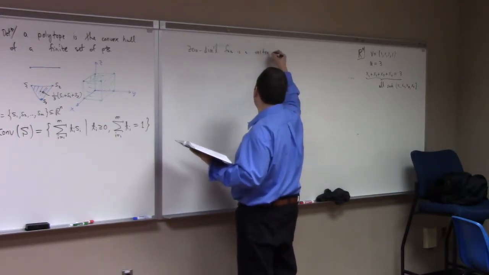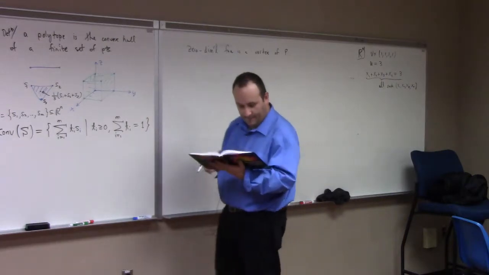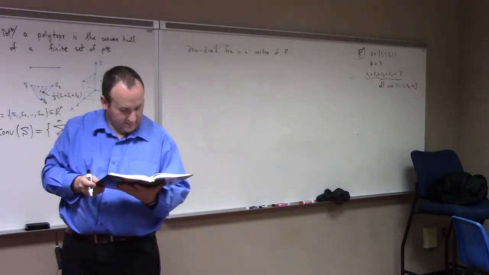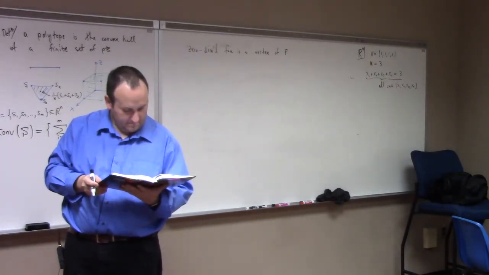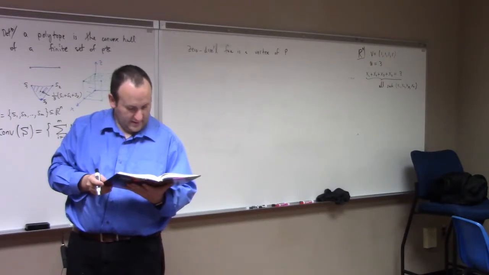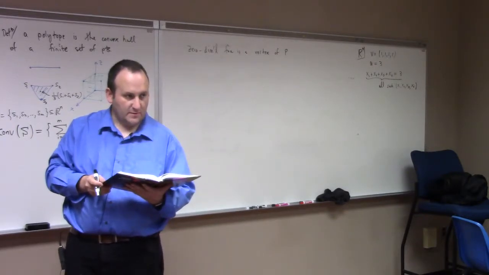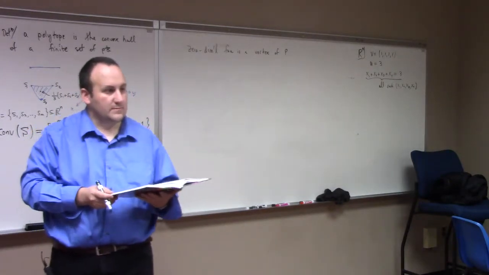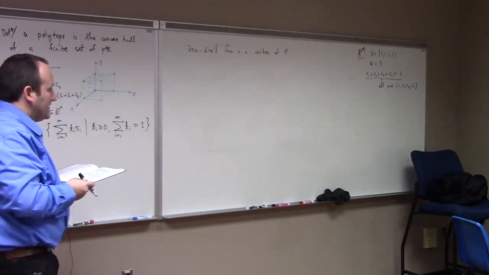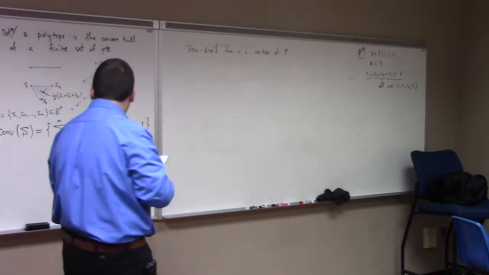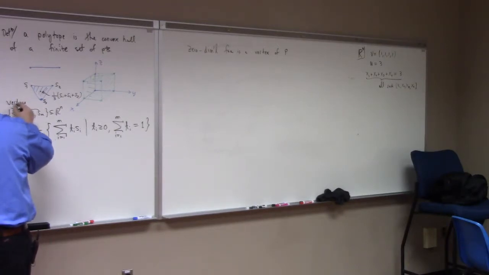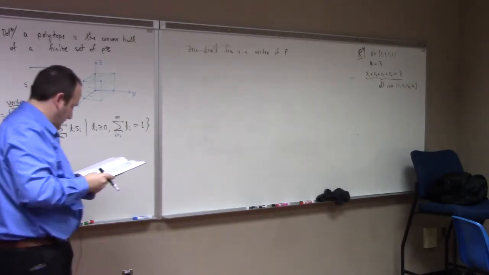What is a vertex of P? Did he define vertex in here anywhere? I think a vertex should be one of the points in the finite set of which we're taking the convex hull, right? So I believe that's the definition of a vertex. These are all vertices, I think.